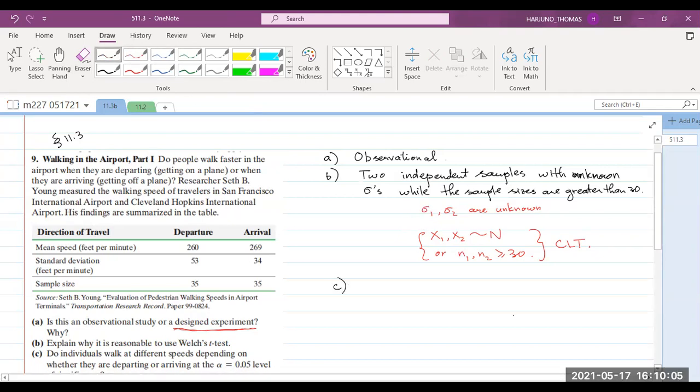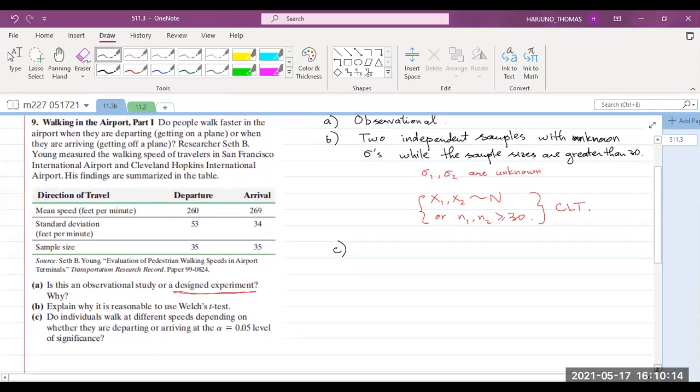And part C: do individuals walk at different speeds depending on whether they are departing or arriving? Now use alpha equals 0.05. So we basically need to perform a hypothesis test. Claim: you rephrase that question into a statement. A statement, of course, is a claim, right?